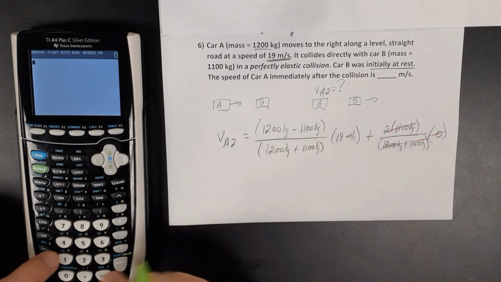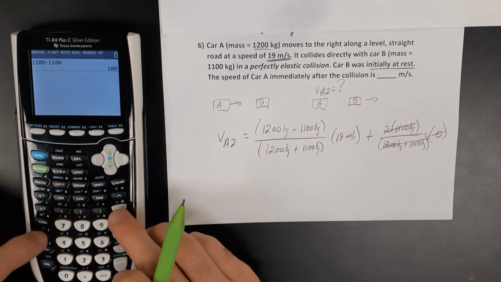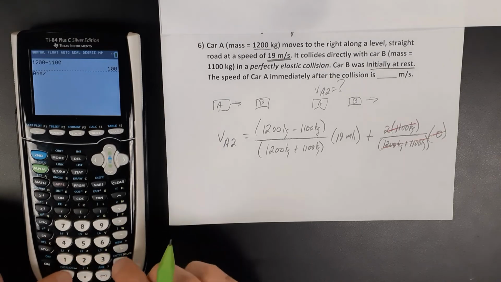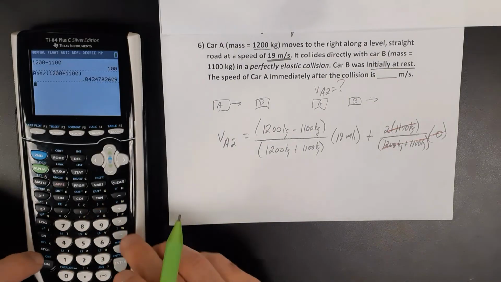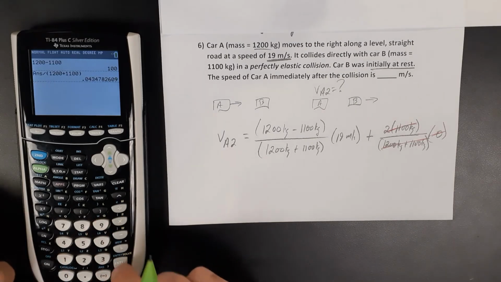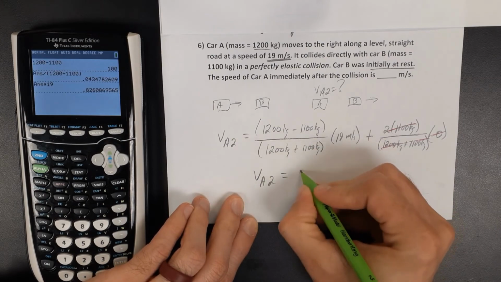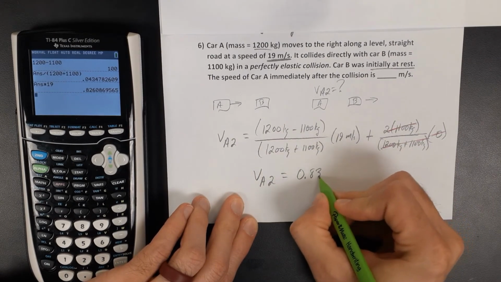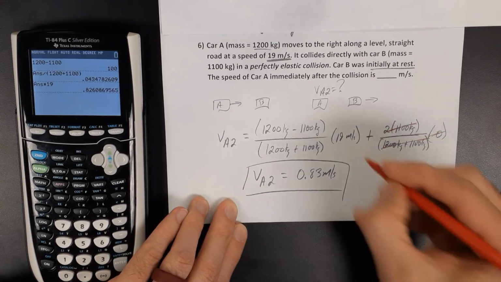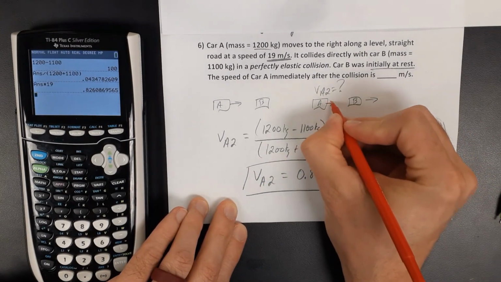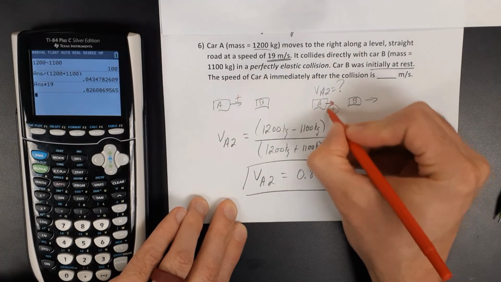So we want to do 1,200 minus 1,100. We're going to divide that by the total, 1,200 plus 1,100. And we're going to multiply that times 19. And so the velocity of A after the collision, we get a positive 0.83 meters per second. So because this comes out to a positive, tells me after the collision, A is still moving in a positive direction.